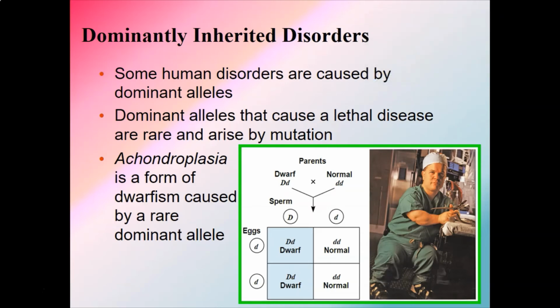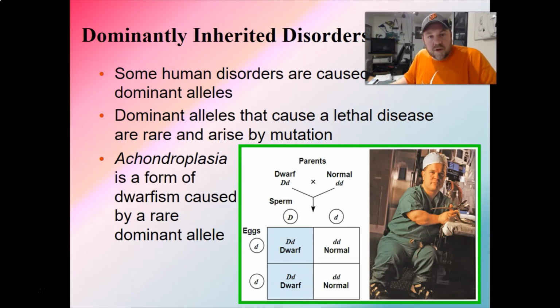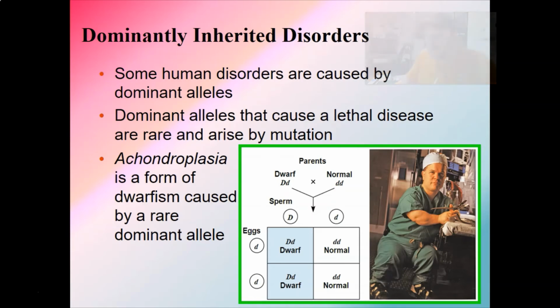So some human disorders are caused by dominant alleles. Okay, and those alleles that cause a lethal disease are rare and arise usually by mutation, right? And remember, we talked about that before. Your gametes, your sex cells, we usually don't check them for errors, right? Because we want change to be available for a species. So your body doesn't necessarily check your gametes or spell check them all that often. So that means that sometimes you could mutate a bad thing and that could get passed on. So a lot of times that's how this happens.